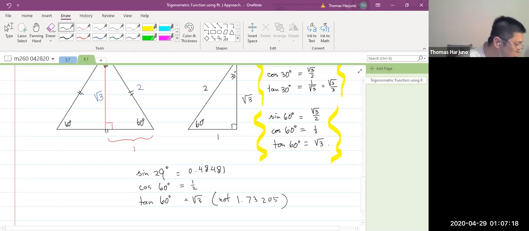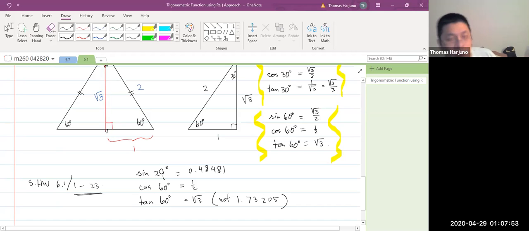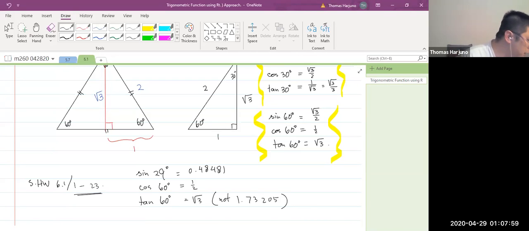Now your suggested homework for 6.1 will be number 1 up to number 23. Okay, now even though it seems like, oh, you just do the odd numbers, right? You just do the odd numbers. There are 12 questions there, even though with ABC, but each one of them should be short.